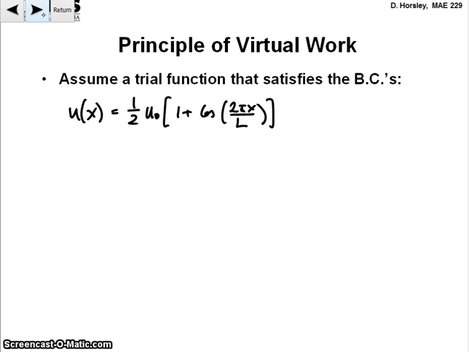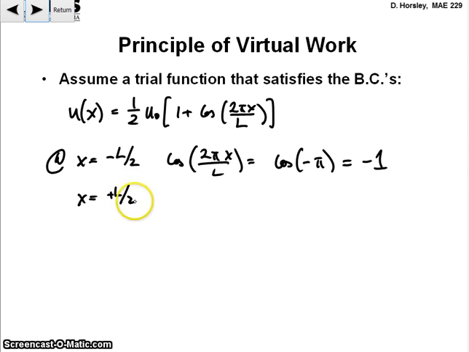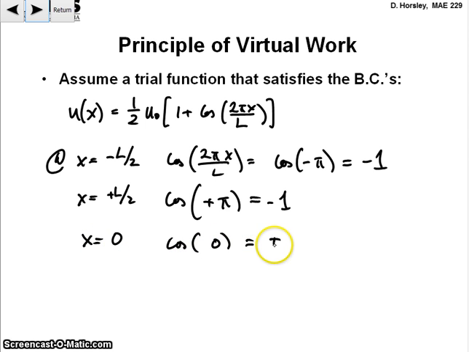let's see, do I get the right answer here? So if we calculate at x equals minus L over 2, then cosine of 2 pi x over L is going to be equal to cosine of minus pi, and so that's minus 1. And similarly, at x equals plus L over 2, we get cosine of plus pi, and that's equal to plus 1. I'm sorry, minus 1. And at x equals 0, we have cosine of 0, and that's equal to 1.